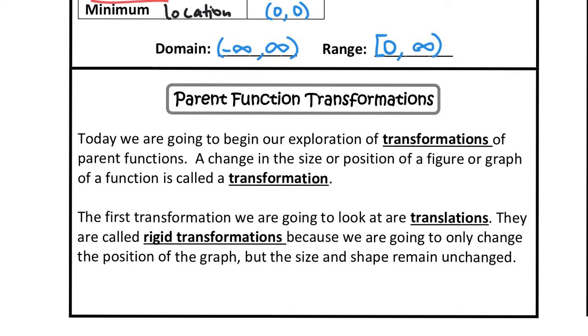We read some of the terms of this lesson. We're going to be looking at transformations. A transformation is a change in the size or position of a figure or a graph. It can be a shape from geometry or a graph from Algebra 1 or Algebra 2. But if you change the size or position of that graph, what you're doing is called a transformation. The first type of transformation that we're going to look at is translations. They are called rigid transformations because we're only going to change the position of the graph. Let me highlight some key points. If we're only changing position, then it's a rigid transformation, but the size and the shape will remain unchanged.